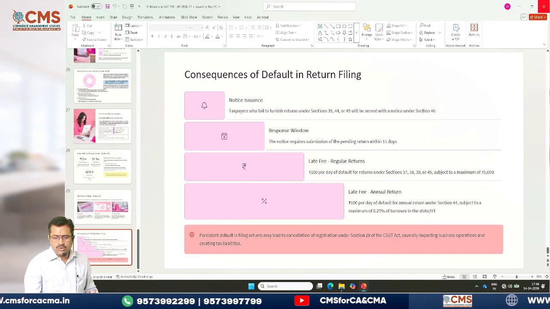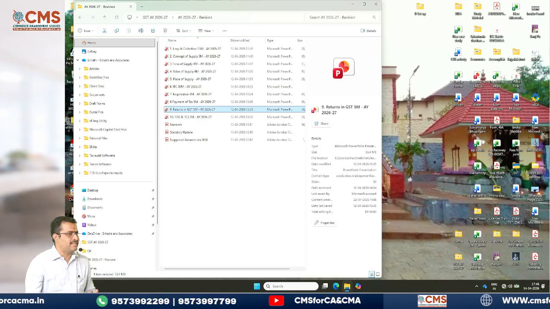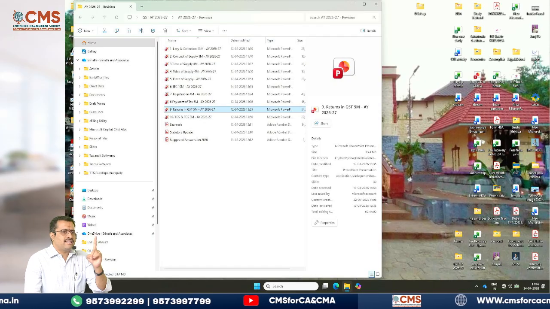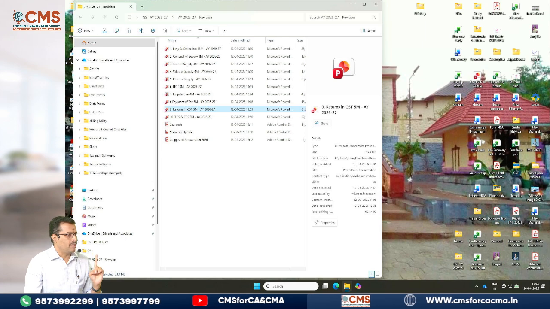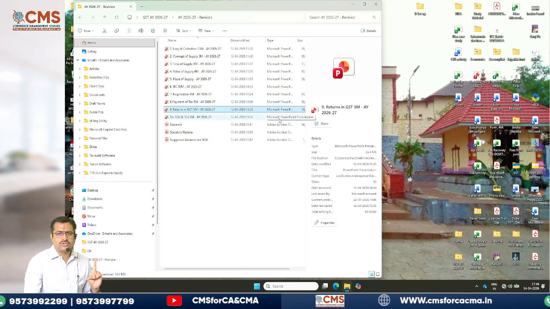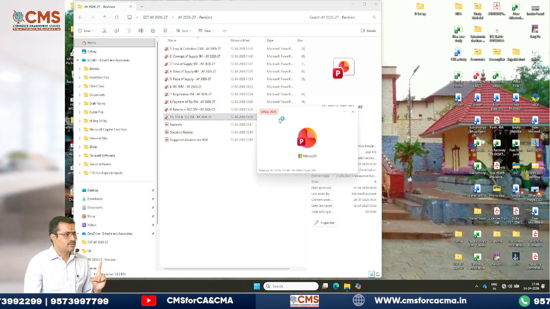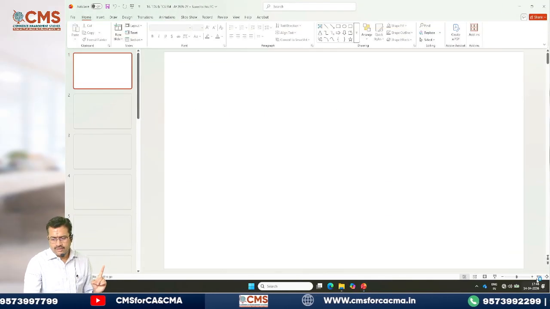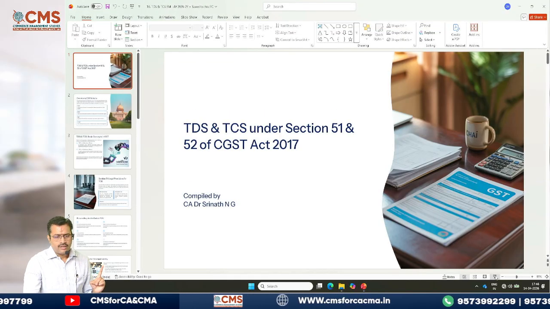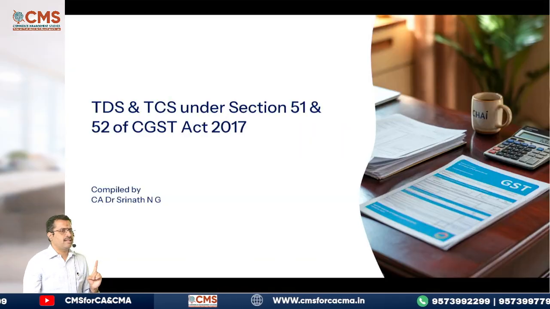Do you want to know about TDS and TCS in GST? Only one slide I will show you, when TDS is applicable, when TCS is applicable, so that when it comes in the exam also, I don't leave that aspect. So let's see, just 5 minutes we will spend and close it off. Just remember what I say.